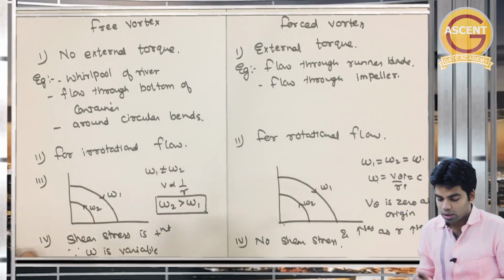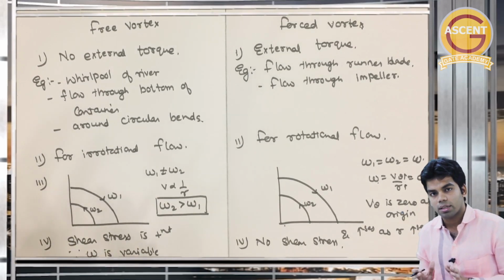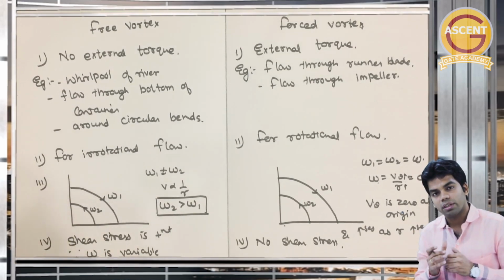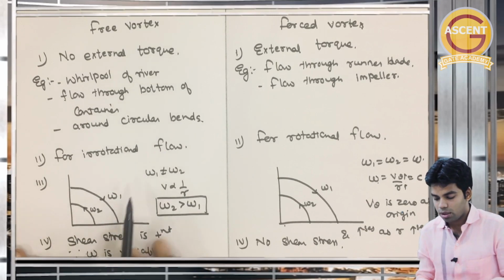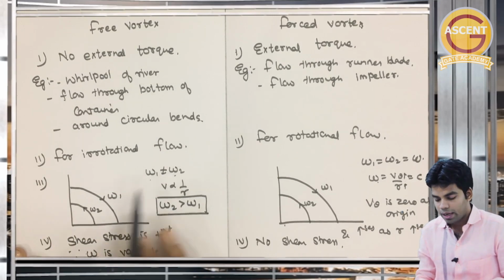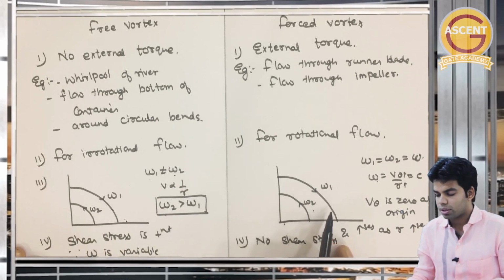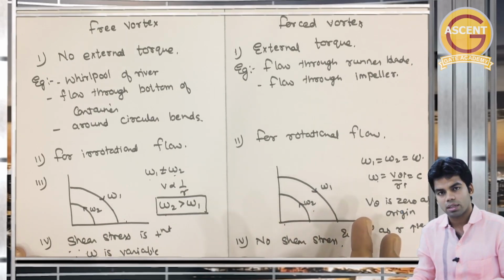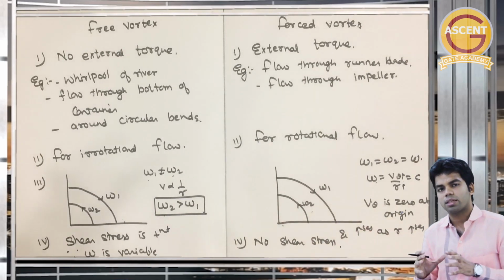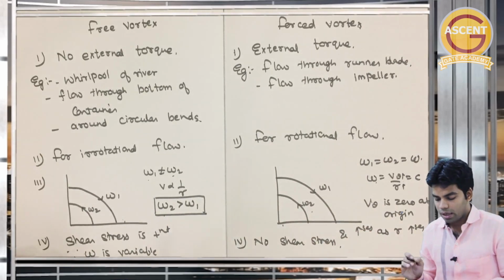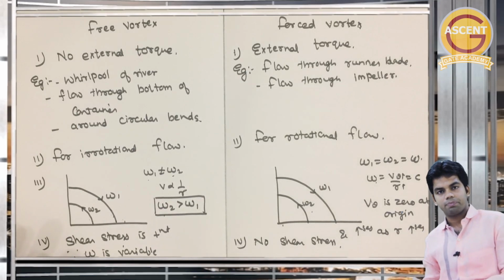Now one more thing: because no external torque is there and the vortex is produced because of the difference of angular velocities, omega 1 is not equal to omega 2, and as the radius is increasing, omega is decreasing, so omega 2 here is greater than omega 1. Here omega 1 will be equal to omega 2. The angular velocities are the same since the vortex is produced because of the external torque. Getting this? Because of this difference in velocity, shear stress is present here and shear stress is not present in this particular case. Clear or not?